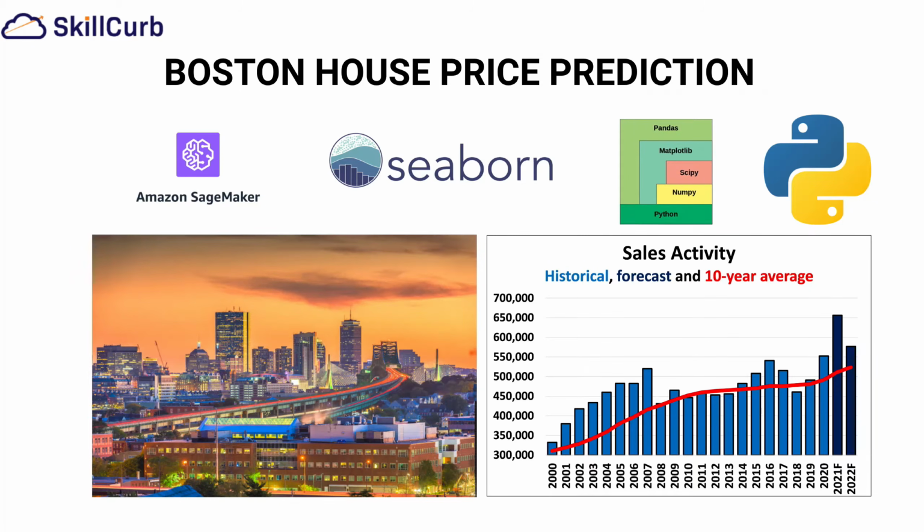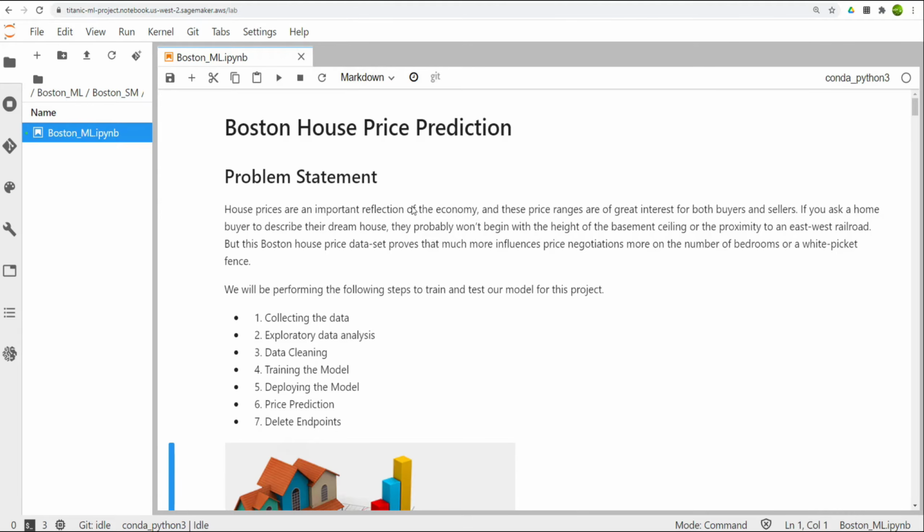Hello and welcome to this section on AWS SageMaker. In this section, we will look at the problem statement on solving the Boston house price prediction problem using the machine learning concepts in AWS SageMaker. Let's start with the initial steps toward training a model for this problem statement.